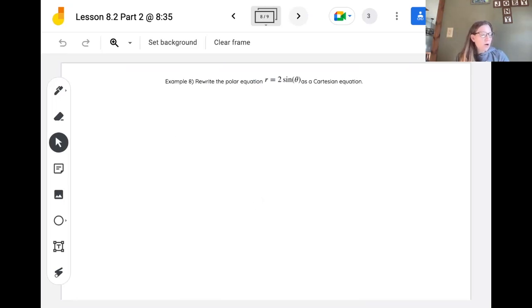Now we have r is equal to 2 times sine of theta. I know when I'm looking at this, the only thing that I can do is convert sine of theta into y over r. So I'll start there. r is 2 times y over r. The only way I'm going to be able to get rid of r is if I either have r squared or I multiply by r.